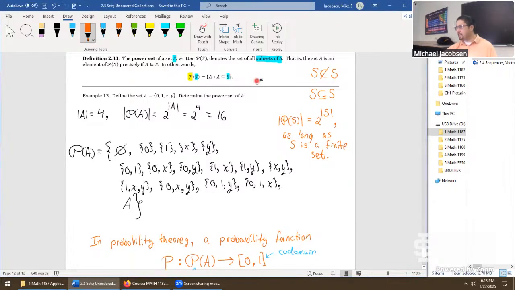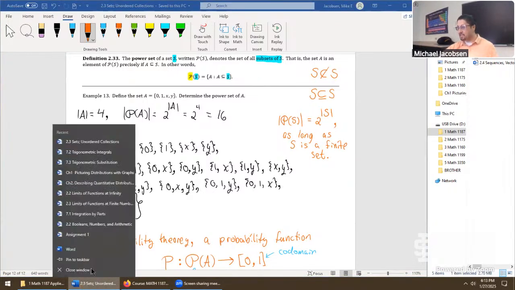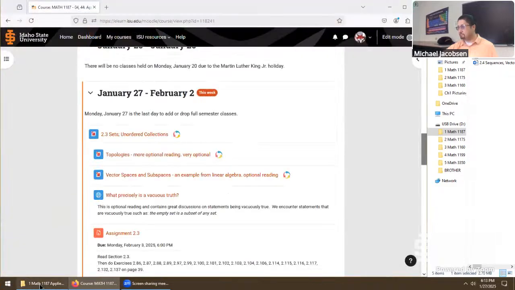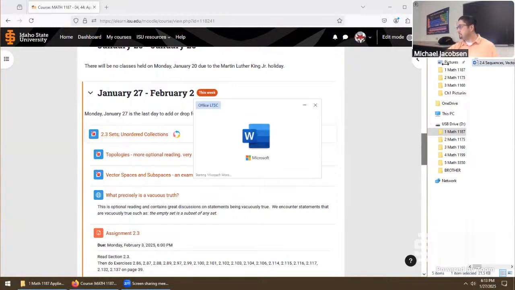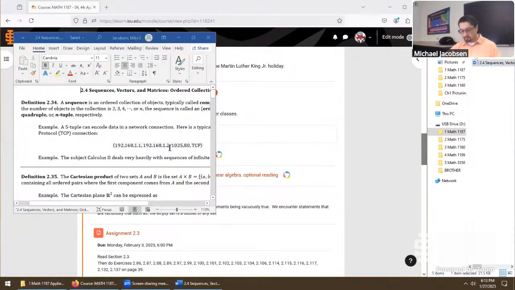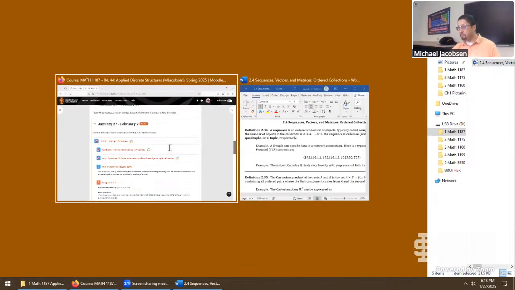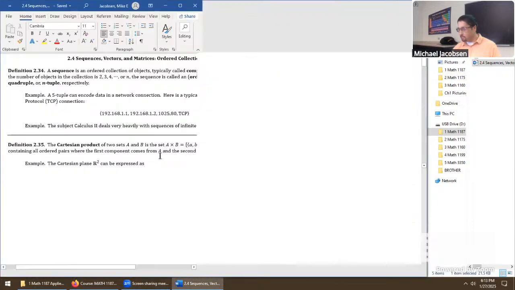Okay, let me get this saved up and we'll go over to that next section. Oh, didn't mean to do that. Let me fix the participant window. There we go.